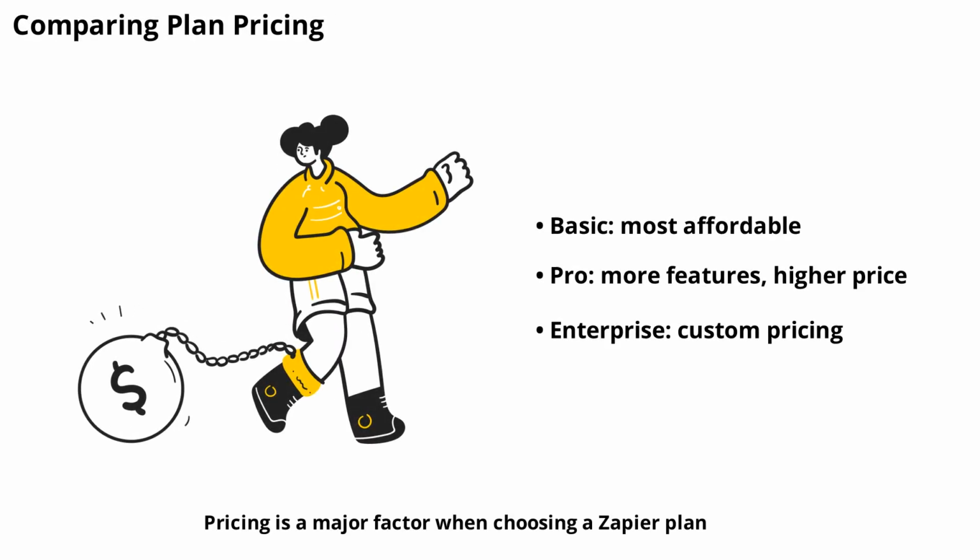Pricing is a major factor when choosing a Zapier plan. The Basic plan is the most affordable, making it accessible for individuals and small teams. The Pro plan costs more but offers significantly more features and higher limits. The Enterprise plan is priced for large organizations and includes custom quotes based on your needs. Always consider your budget and the value each plan provides before making a decision.